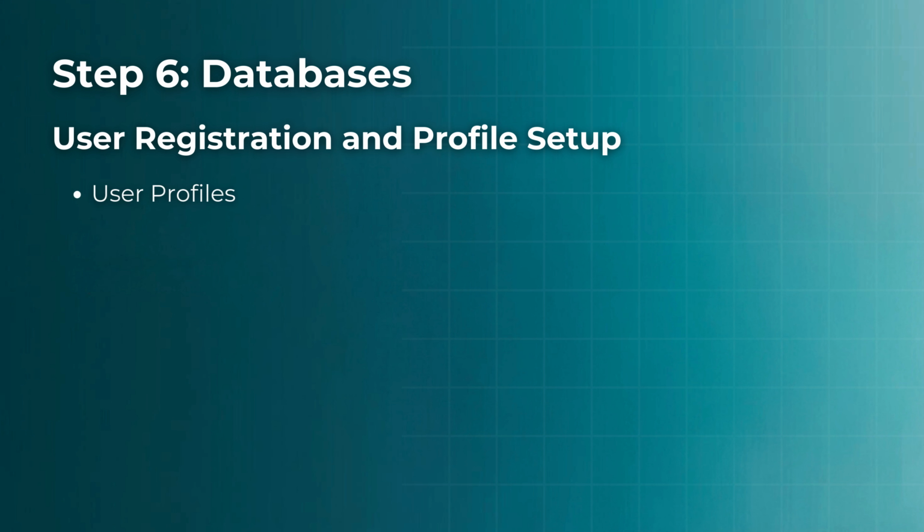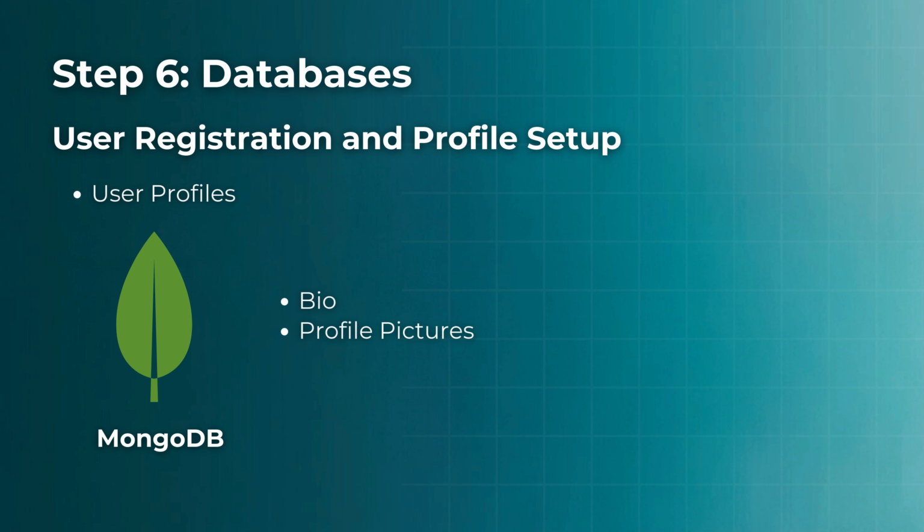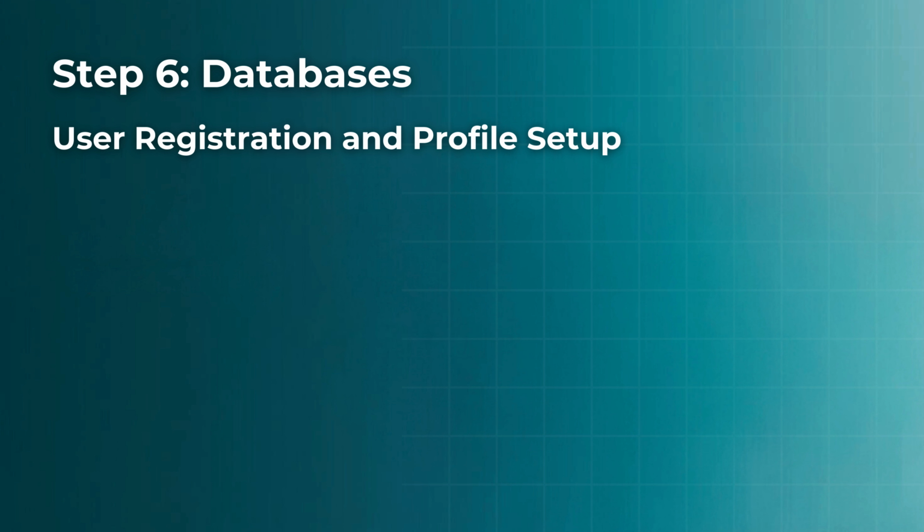On the other hand, when it comes to user profiles, the data can be more flexible and evolve over time. That's where NoSQL databases like MongoDB shine. They're great for storing things like bios, profile pictures, and other personalized details that might vary from user to user. Let's break down the schema for these tables.